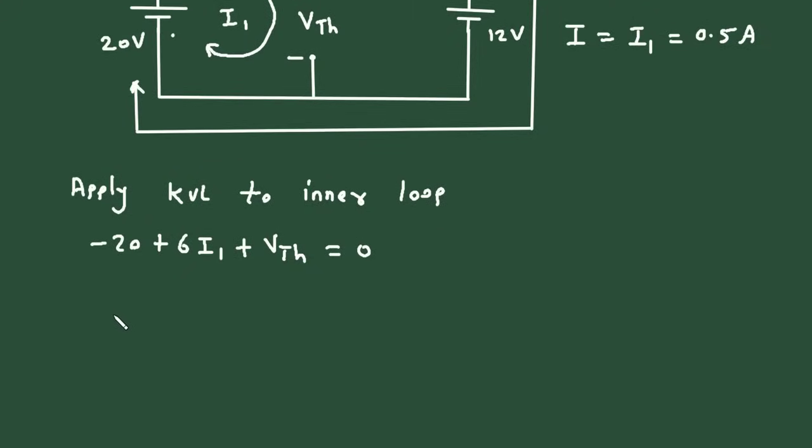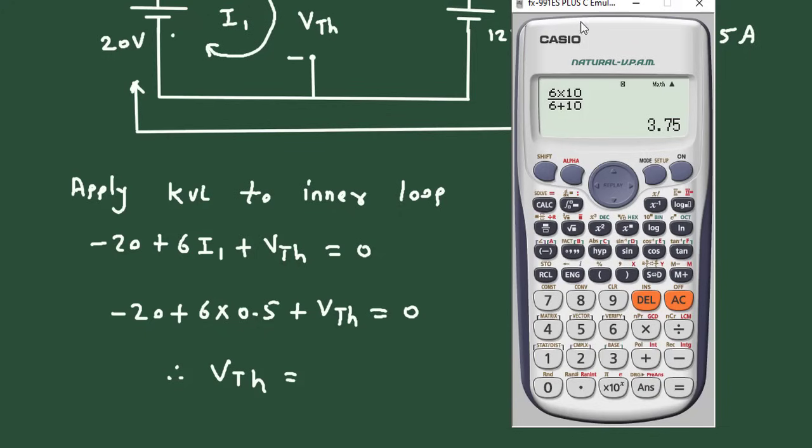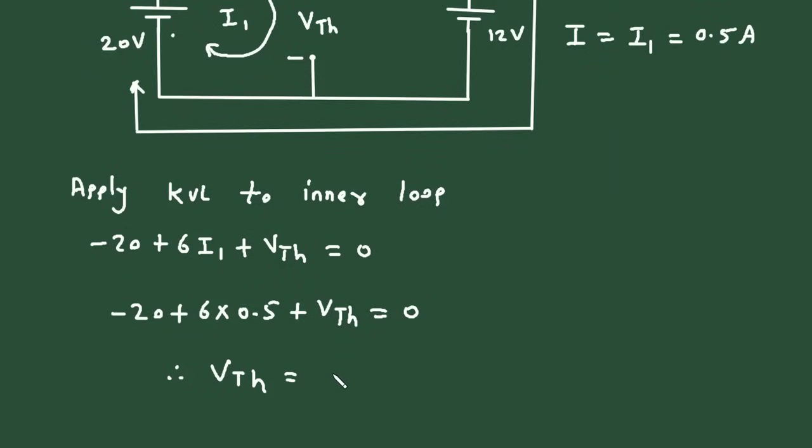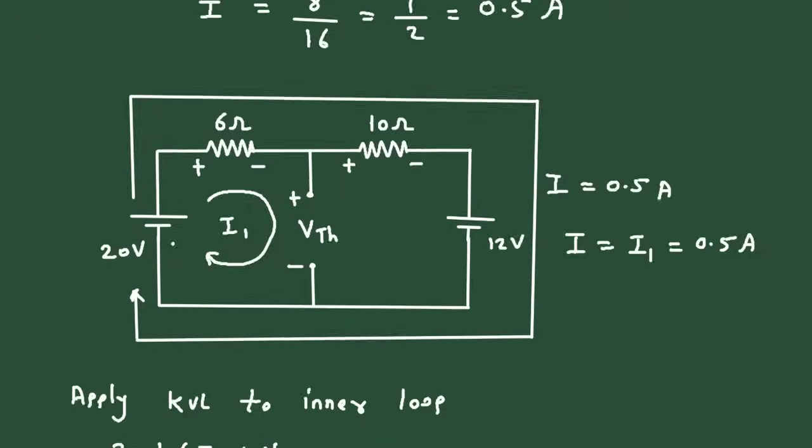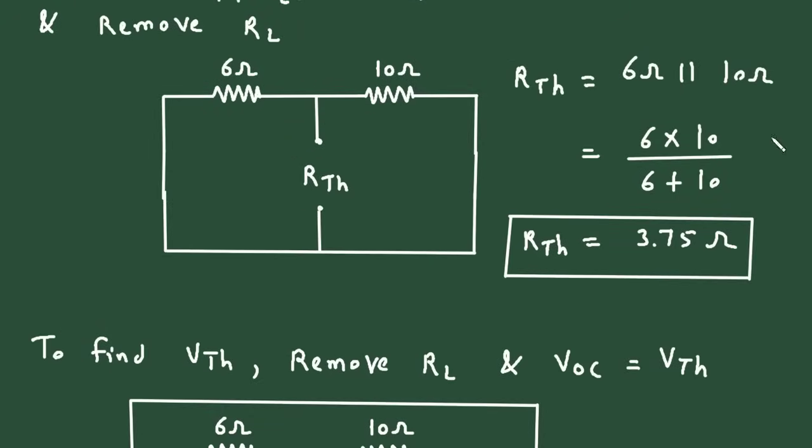So here we can write minus 20 plus 6. In place of I1 we will write 0.5, then plus VTH is equal to 0. So therefore VTH is equal to minus 20 then plus 6 into 0.5. So it is minus 17. If it goes on right side, it will be plus 17 volt. So this is the value of VTH. Now we got the value of VTH, that is Thevenin's voltage, and Thevenin's resistance RTH.